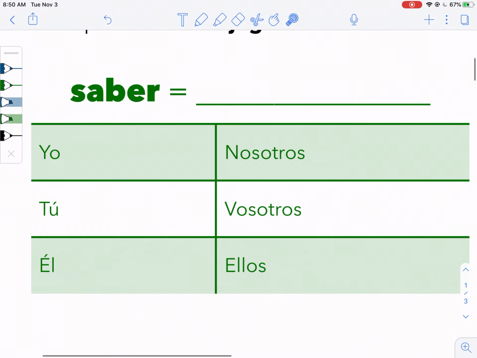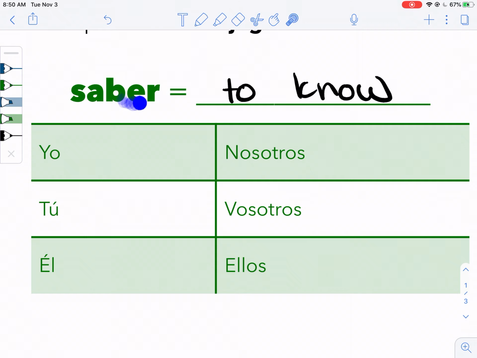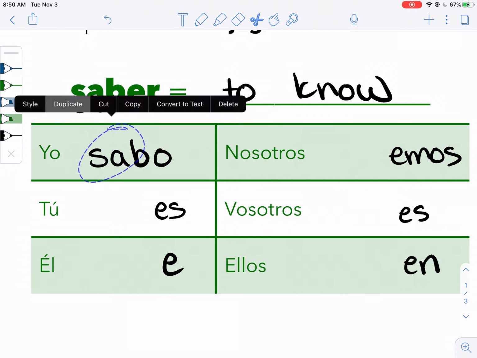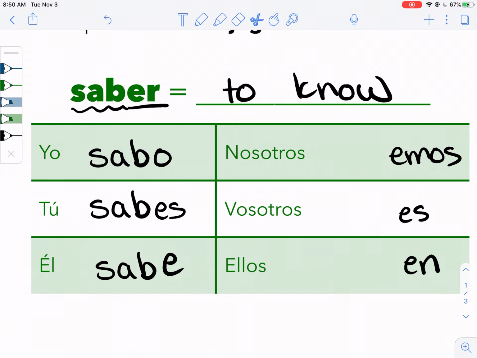So saber means to know, and you'll notice that it's an ER verb. So we're going to start out by putting our ER verb endings on the end. So that's o, es, hemos, es, en. And now that we've got our verb endings down, we can just take our root, our stem right here, this sab, S-A-B, and you have sab on each of these verbs, and that's the short way to conjugate a verb.